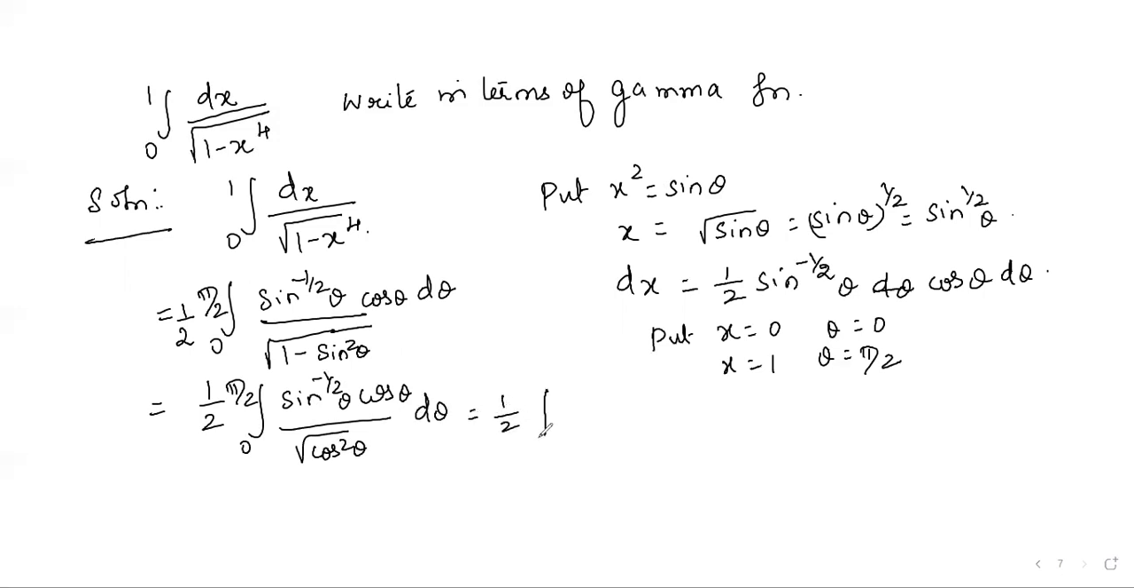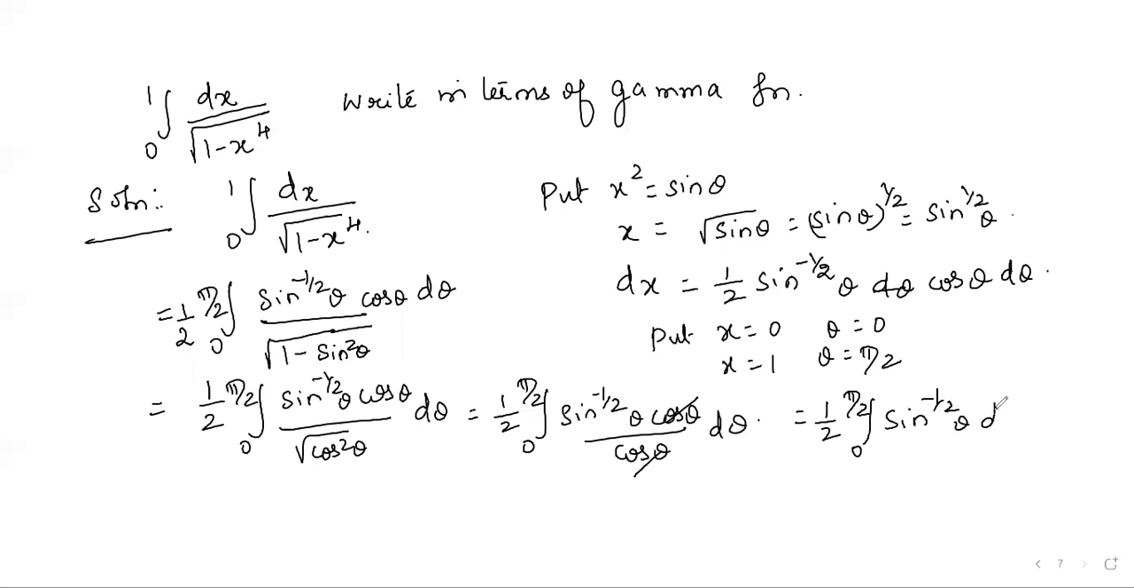So therefore, we will be getting 1 by 2 integral 0 to pi by 2 sine power minus half theta cos theta divided by cos theta d theta. So this cos theta will get cancelled. Therefore, we will be getting 1 by 2 integral 0 to pi by 2 sine power minus half theta d theta. And already we know that we are going to make use of the beta gamma integrals.